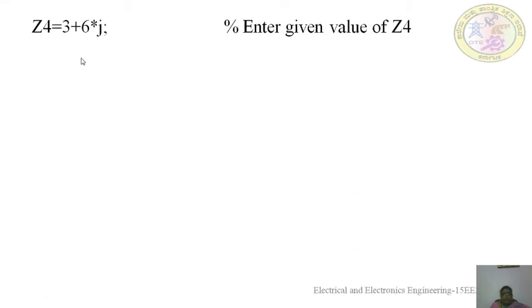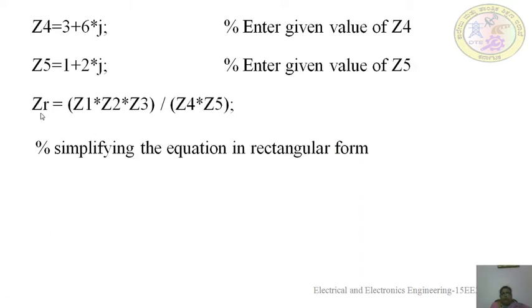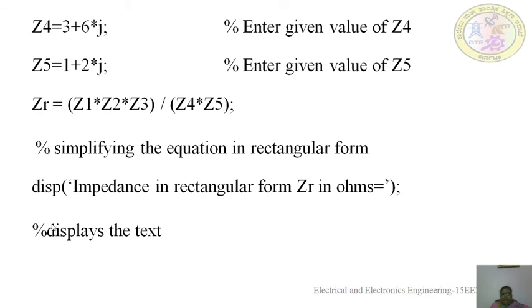Then enter the value of Z4, enter the value of Z5. Then we will write the equation given here. Now here all the values Z1, Z2, Z3, Z4 and Z5 will be entered in the rectangular form only. Then again we'll write a display command, impedance in the rectangular form ZR in ohms. So you can see that this whole sentence is enclosed in single quotes. So this whole sentence will now be displayed as text in the output.